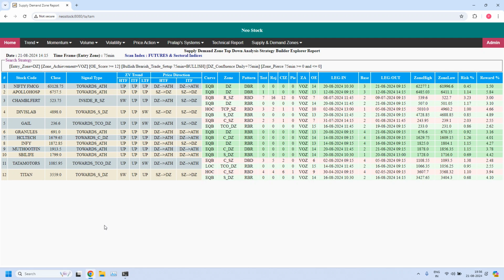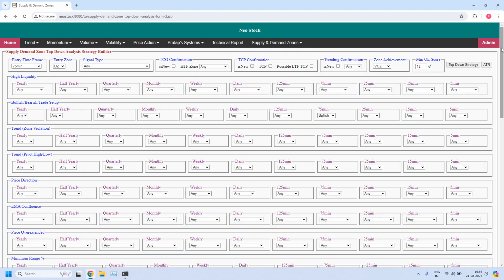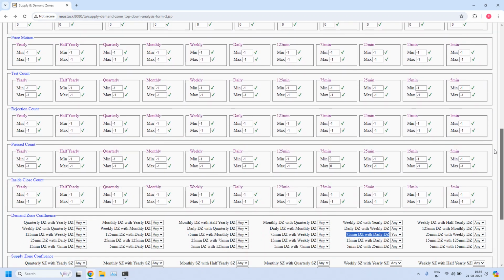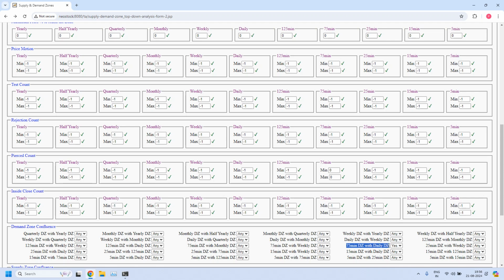Now let's verify how many of these stocks are again having confluence with the HTF time frame. HTF time frame is weekly. So 75 minutes, daily and weekly demand zone confluence we should check. So let's add few more filters. Already 75 demand zone is enabled. Next 75 and weekly demand zone is also enabled, and daily and weekly is also enabled now.